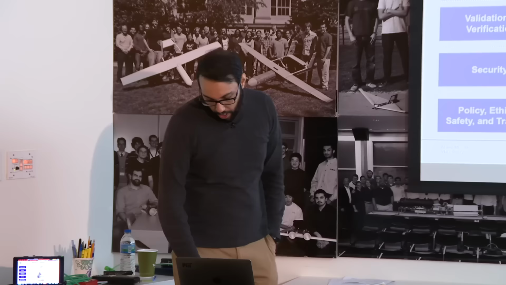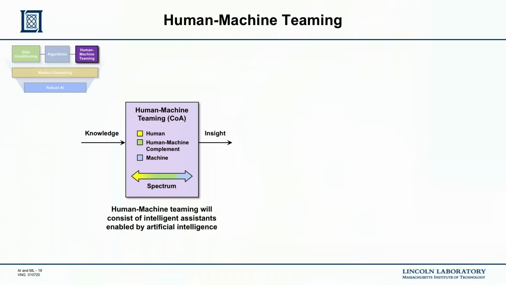Okay, and the final component of our AI architecture, we've gone through conditioning, algorithms, computing, robust AI, is human-machine teaming. What we want to get across is that it really depends on the application and what you're trying to do, but it is important to think about the human and the machine working together. There's a spectrum, from where the machine plays a large part and the human is largely supervisory, to where the human plays a large part and the machine is very targeted in what it does.